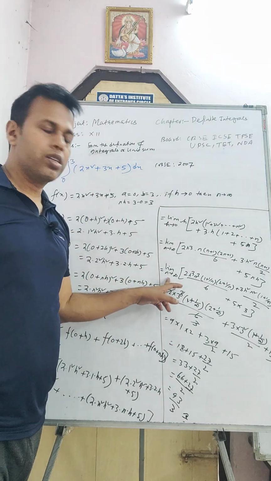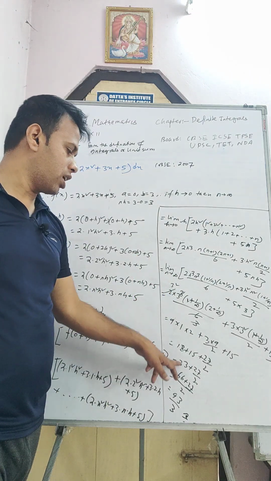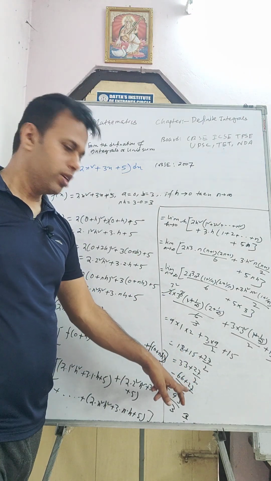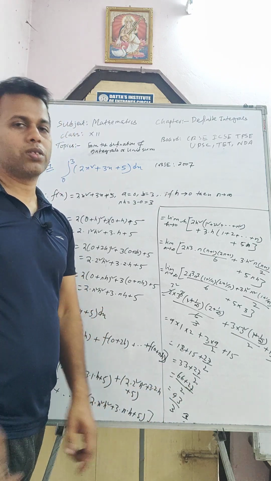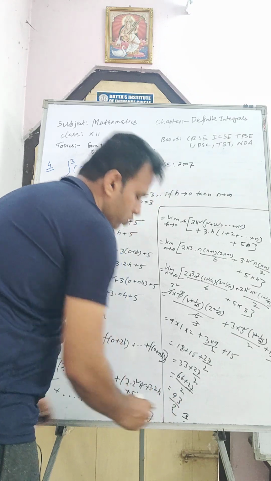Here I put n equal to infinity and nh is 3. After simplification, 33 plus 27 by 2. After simplification, what becomes? 93 by 2. So 93 by 2 will be the answer. Okay, 93 by 2 is the correct answer.